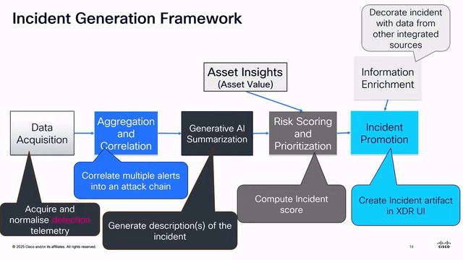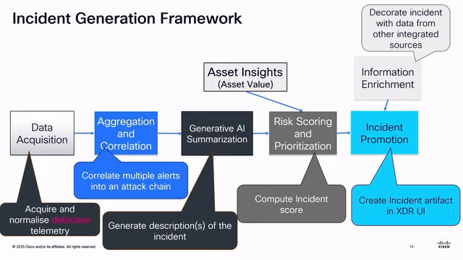After we have aggregated and correlated, functionally speaking, that means the incident object has been created. Once the incident object is created, we then run a generative AI summarization process against that incident to attempt to put into natural language a description of what we have correlated together. After that is all done, we then do risk scoring and prioritization, which I will show in a future slide on how that's kind of computed.